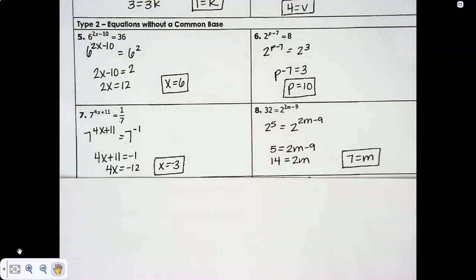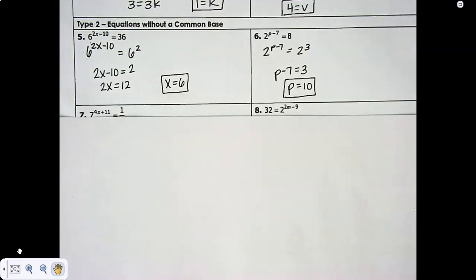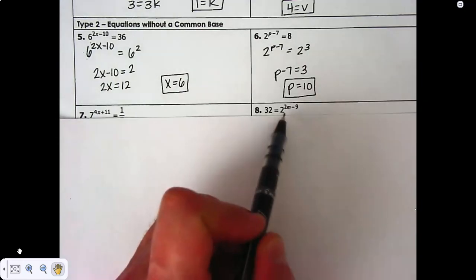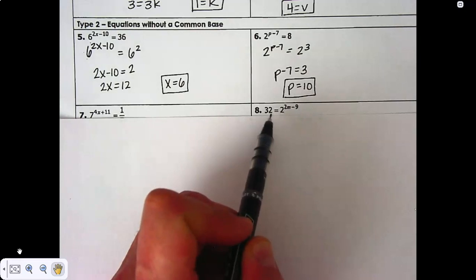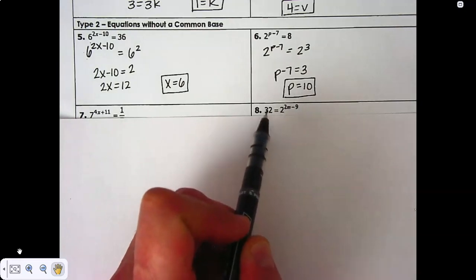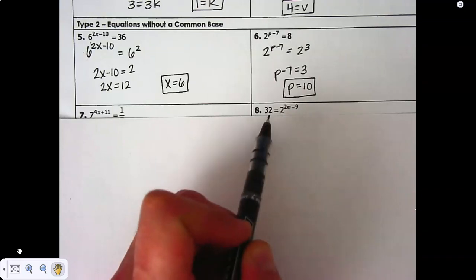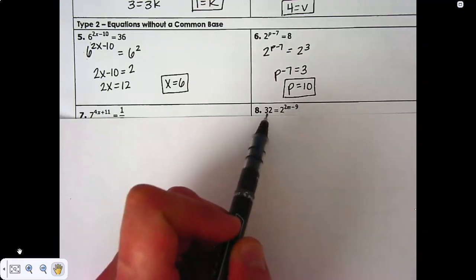For number 8, this goes back to number 5 and 6 from above. I have a base of 2 on the right-hand side, but I have no base over here. But I do have a 32. Well, I asked myself, how many times would 2 go into 32? I know since it's even, it's going to go into it a specific number of times. So I can rewrite it.